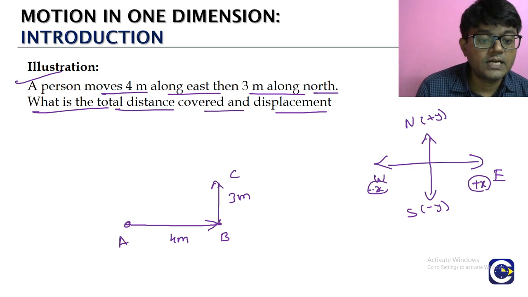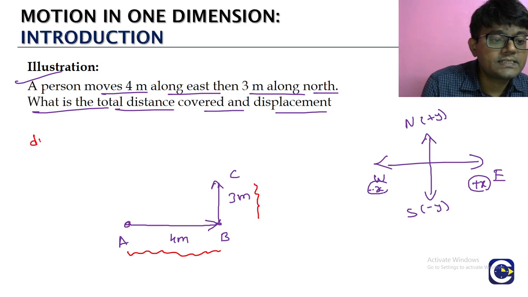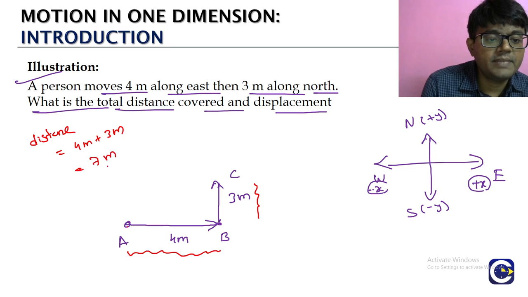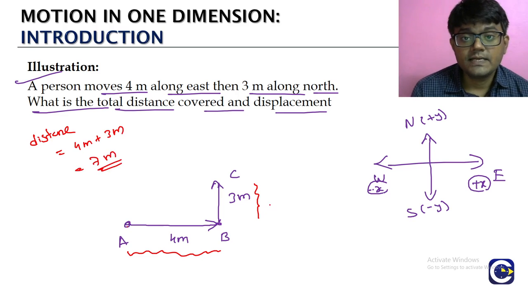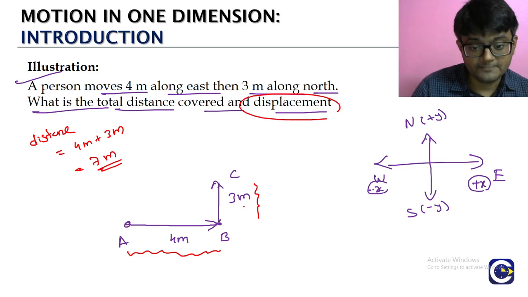What is the actual length of the path covered? From A we are starting, we are covering this 4 meter here, and then here we are covering how much? 3 meter. So what is the distance covered going to be? 4 meter plus 3 meter, how much is it? 7 meters. We got our answer. Distance will be equal to 7 meters. Now look at the other thing they are asking, displacement.